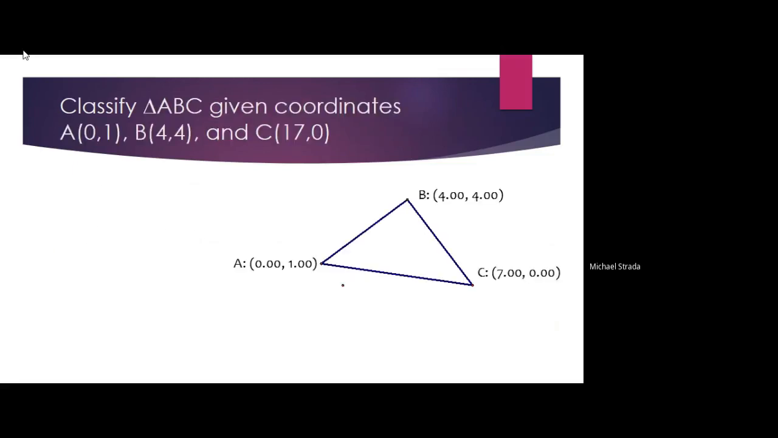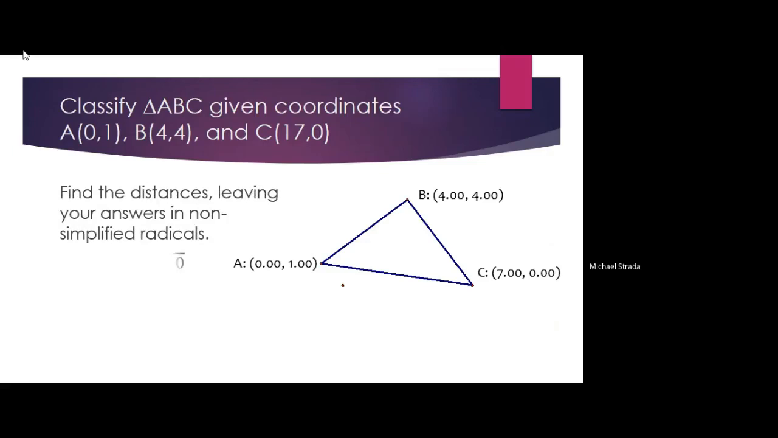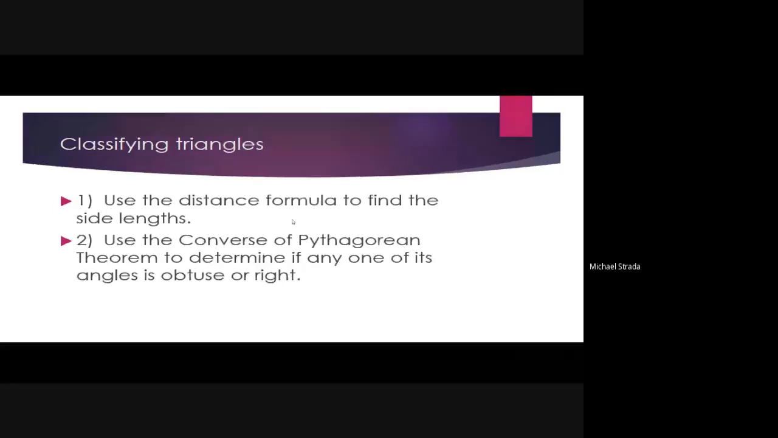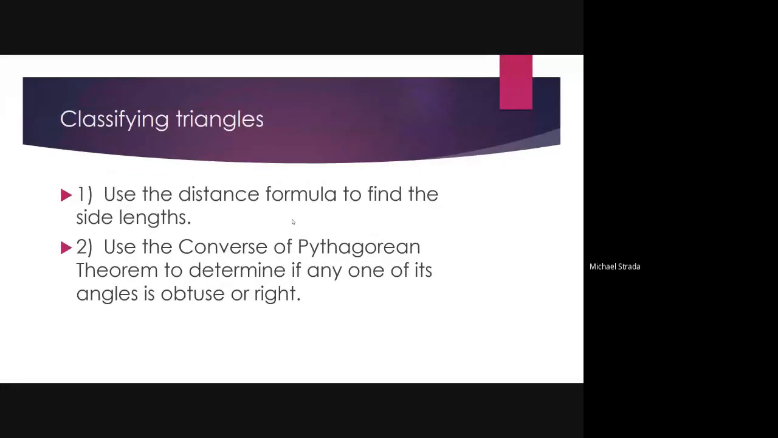So you have to classify. Okay, we got to go through this on paper. No worries. Okay. So we're going to classify triangle ABC given coordinates A (0, 1), B (4, 4), and C (7, 0). Should be just 7, 0, not 17. Should just be 7, 0, sorry.